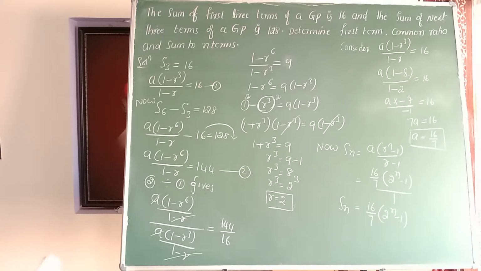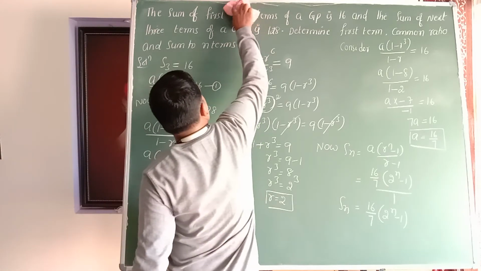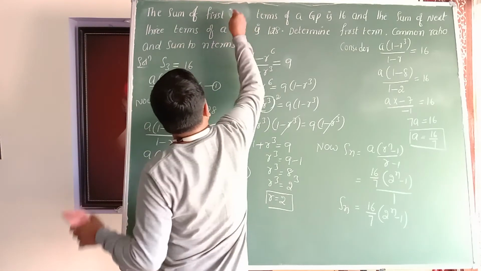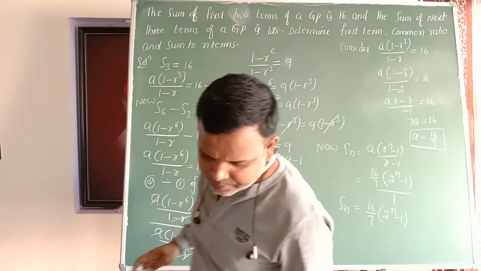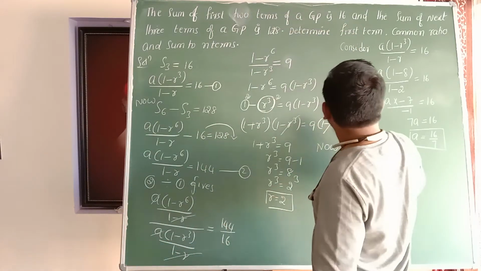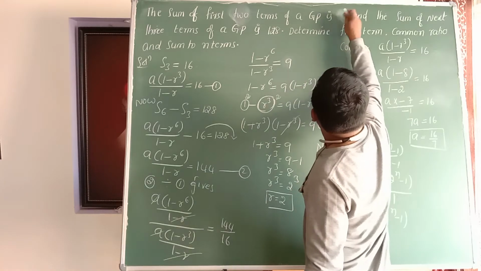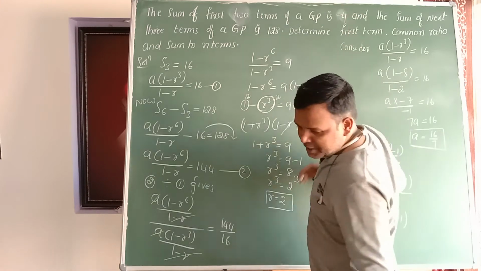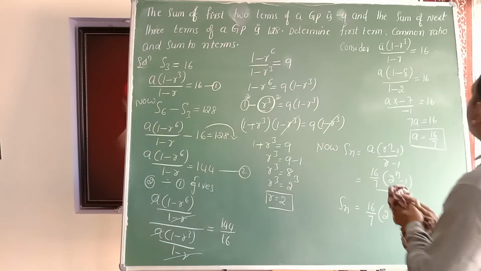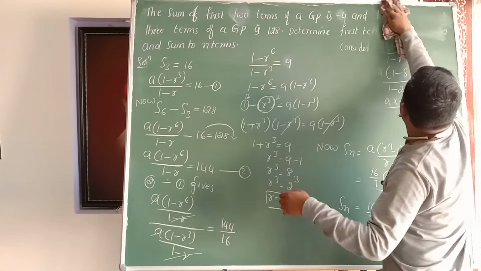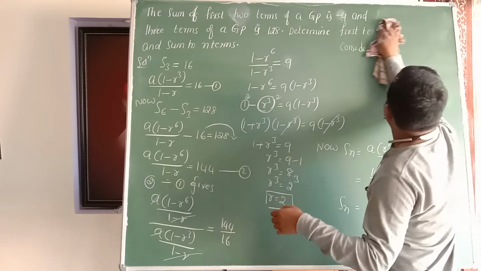Sum of first two terms of a GP is the next question. Sum of the first two terms of a GP is minus 4, and look at the question, and fifth term. So here, from here the question changes a little bit.